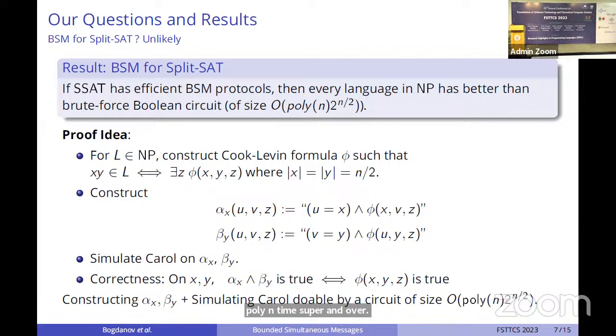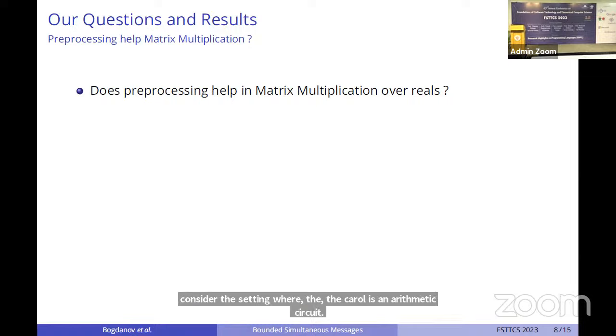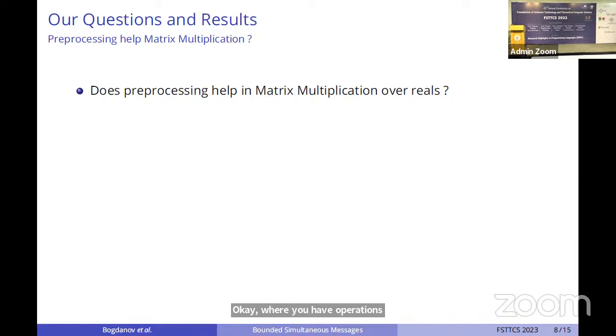So now let's move on to a slightly arithmetic setting. Nikhil was talking about the arithmetic variants of the problem. So let's consider the setting where Carol is an arithmetic circuit, where you have operations multiply and add, and you're over the reals. There's this fundamental problem of matrix multiplication. You're given two n cross n matrices, and you would want to compute the product of the matrices.